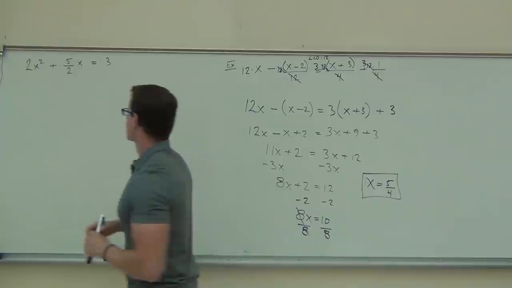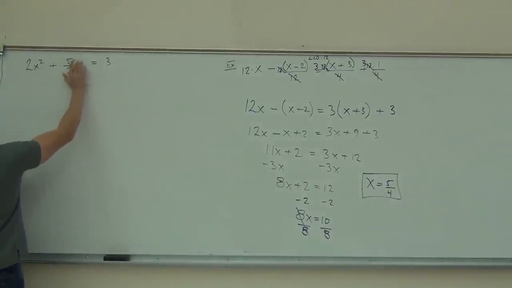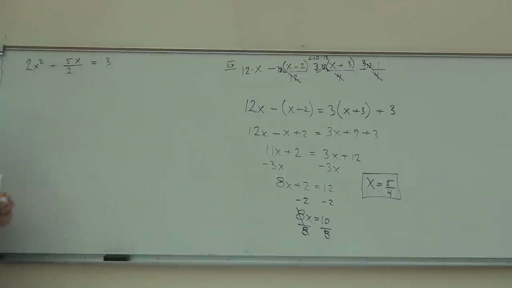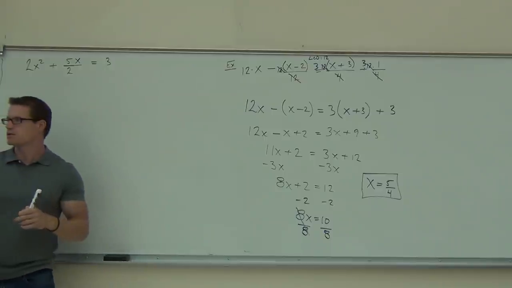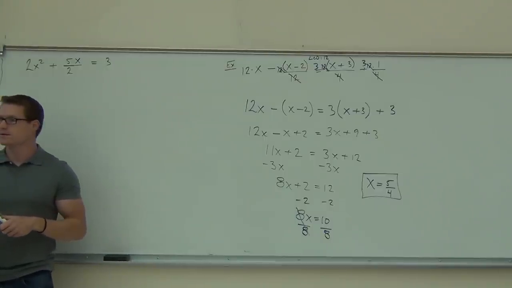There's also one more thing we can do. If you don't like the way this looks, it's 5/2 x. You can make it, if you like, 5x over 2. They're exactly the same mathematically. Now, if that was already equal to 0, yeah.